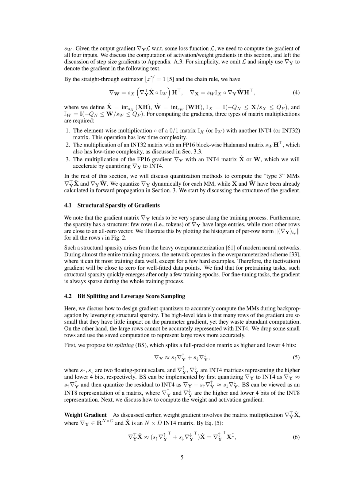In other words, we can approximate the Y gradient as the sum of 2 parts, one part scaled by an upward floating point scalar and representing the higher 4 bits, and the other part scaled by a downward floating point scalar and representing the lower 4 bits. Bit splitting can be achieved by first quantizing the Y gradient to int4 and then quantizing the residual to int4.